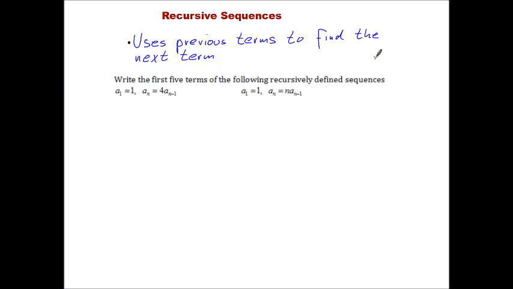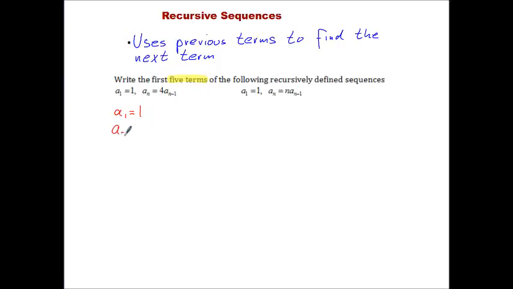And here we have two examples and we're supposed to write the first 5 terms of the following recursively defined sequences. And in order to do that, you have to have a first term, right? And it's given here a sub 1 is 1. And the rule that we have to use is a sub n is equal to 4 times a sub n minus 1. Or what that means is 4 times the previous term.